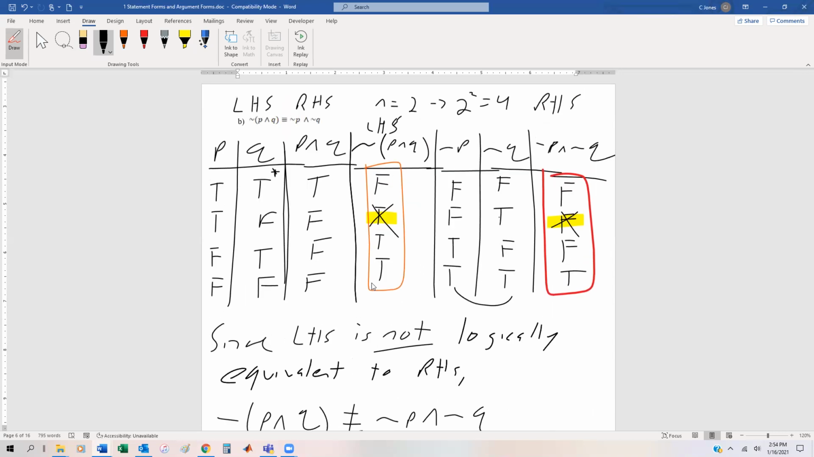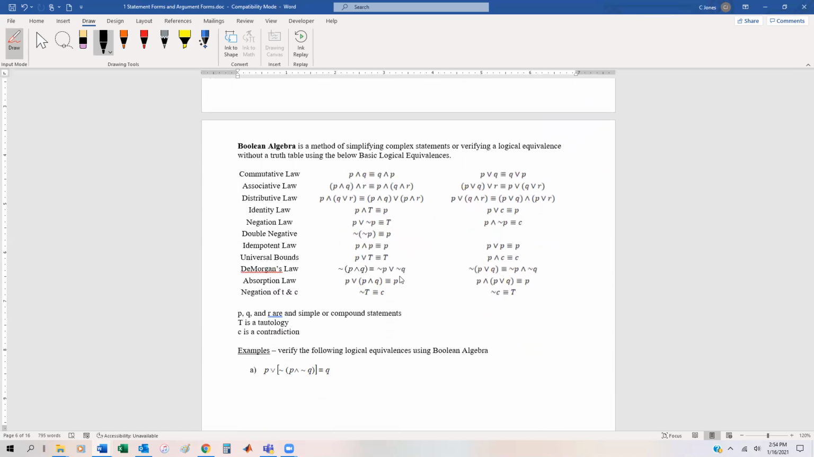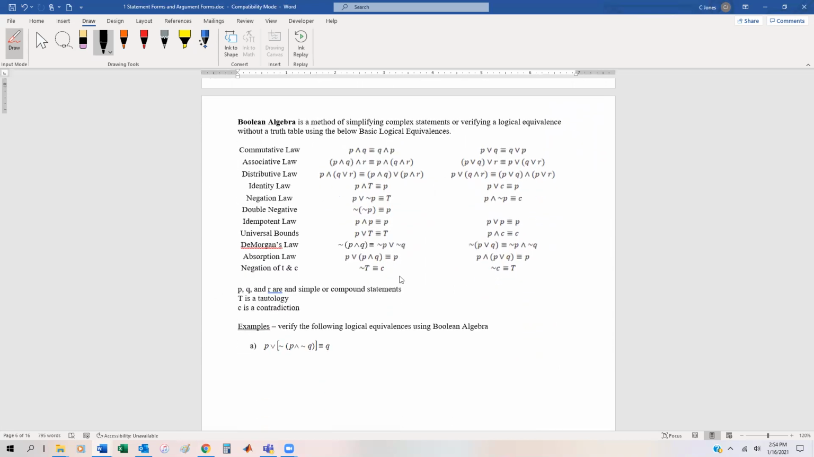Now, what if we started doing 16 rows? Or what if we started having a lot longer sorts of statements? Well, then this becomes ineffective for us. So we have another way to determine if 2 statements are logically equivalent to one another, and that's by using Boolean algebra. We have all these rules.